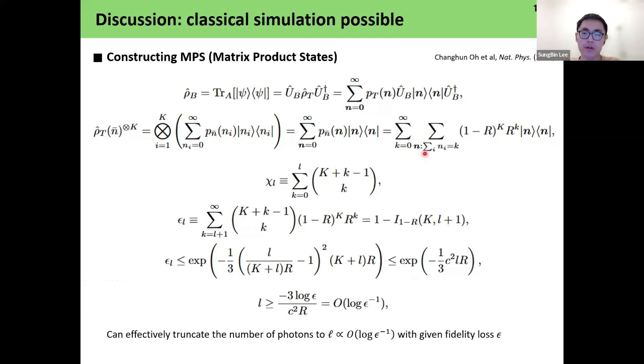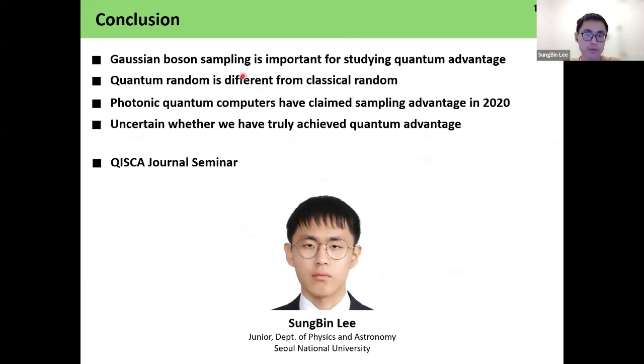So I will move on to the conclusion. Gaussian boson sampling is important for studying quantum advantage because the quantum sampling problem is hard, and quantum random is different from classical random. That's actually the point of Gaussian boson sampling. USTC first performed GBS and published in 2020, but we are still uncertain whether we have truly achieved quantum advantage, because for lossy Gaussian boson sampling, we can still reproduce the data, still sample the bit strings, with tensor networks.